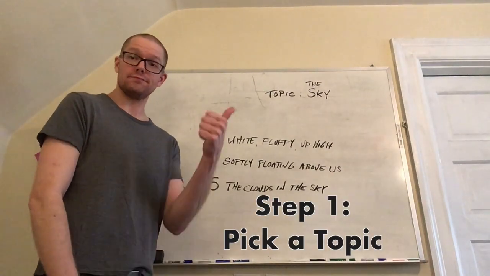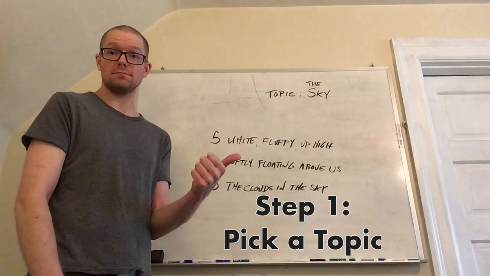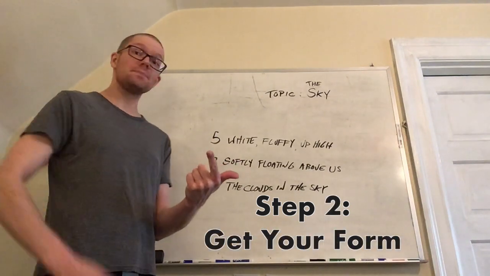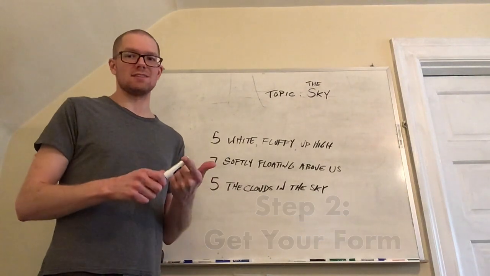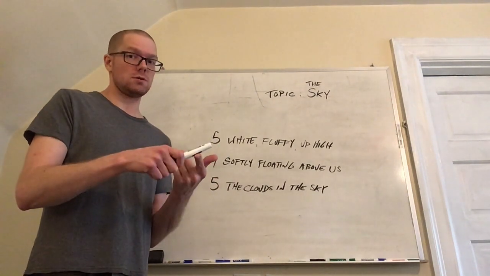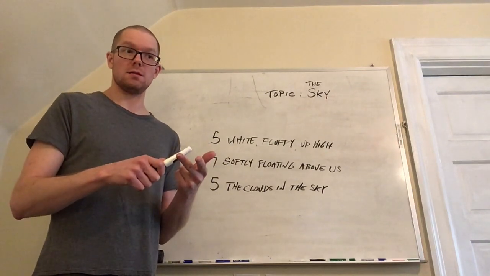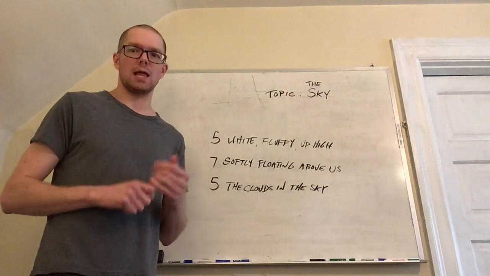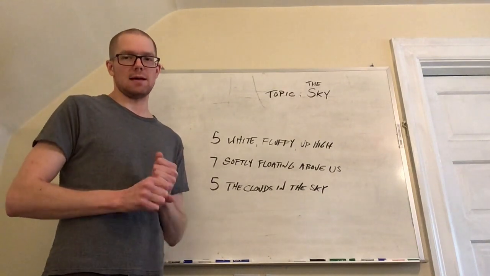Step one, you want to have a topic. Step two, get your form, which again is three lines. First line, five syllables. Second line, seven syllables. Third line, five syllables again.